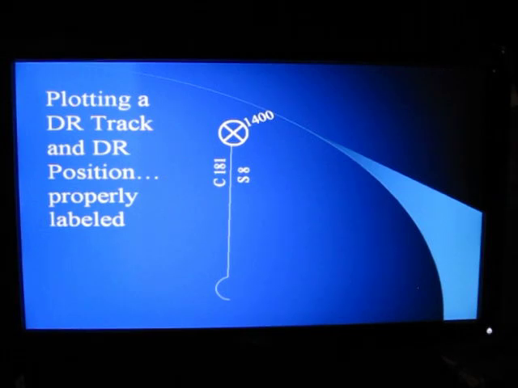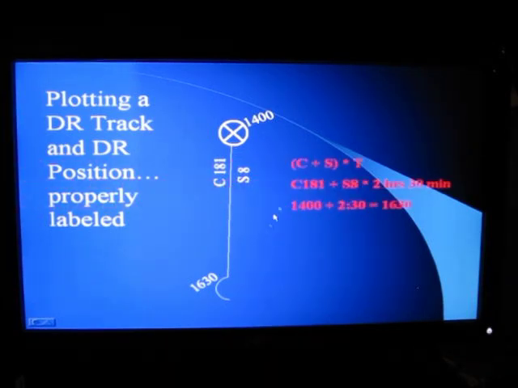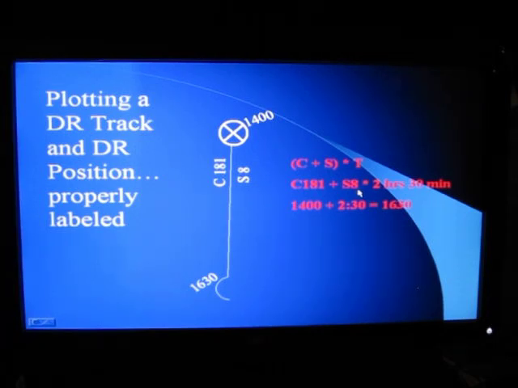Then we measure out the distance and we draw our little loop for a DR position, where we're going to be or where we are at that time. And remember we said it was 2 hours and 30 minutes. So when we laid out this track, it's course and speed times time. We're going to take our course and speed for 2 hours and 30 minutes. Well, at 8 knots, how far will you go in 2 hours and 30 minutes?